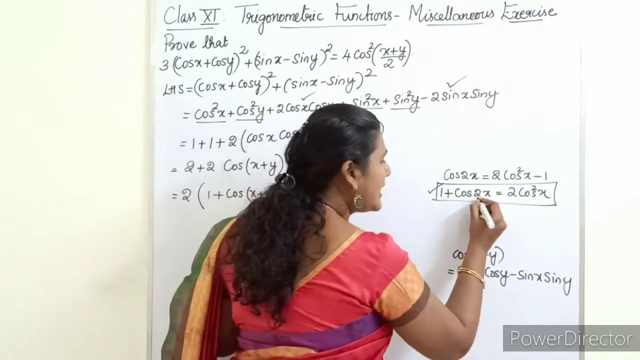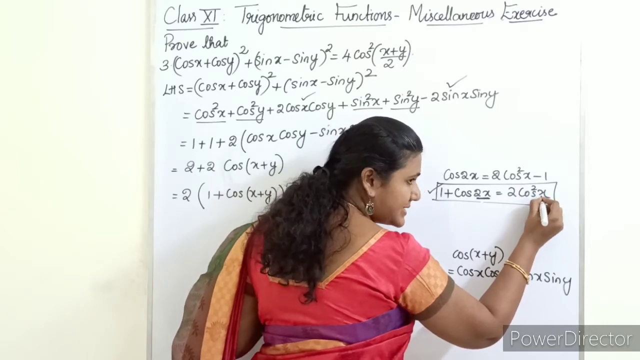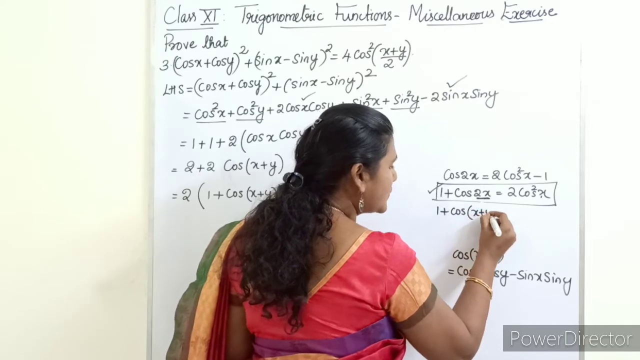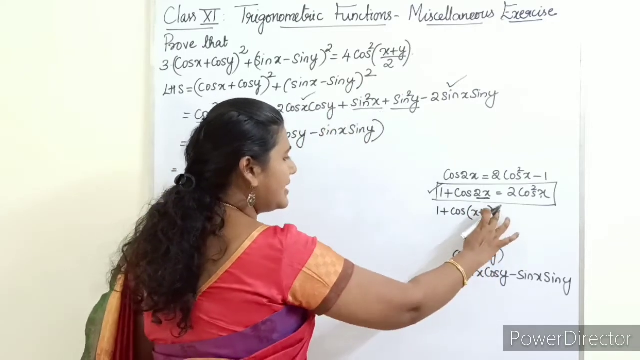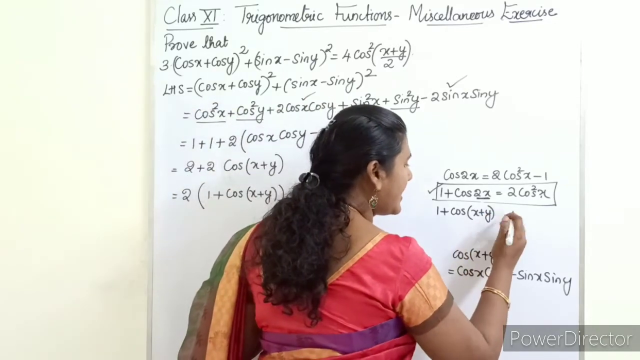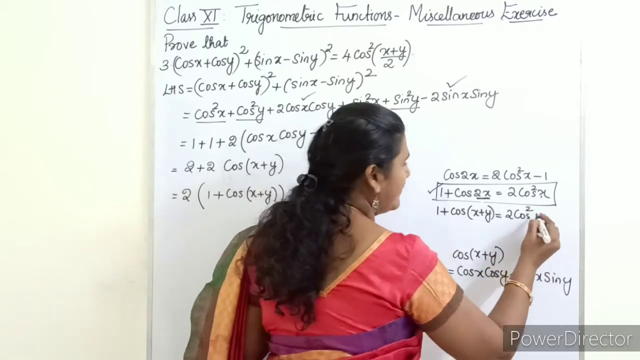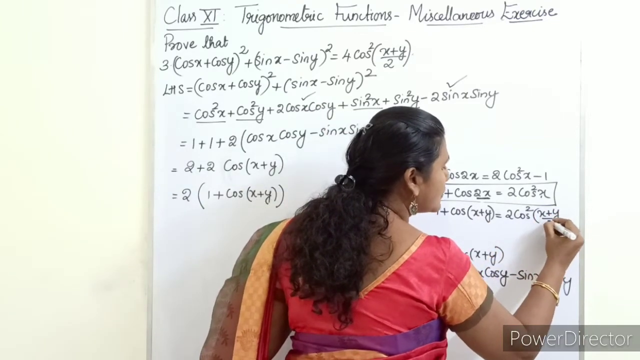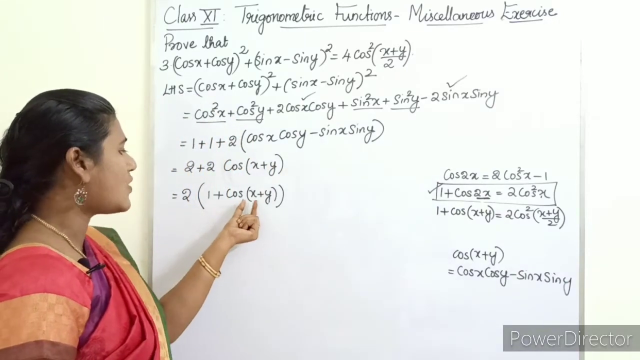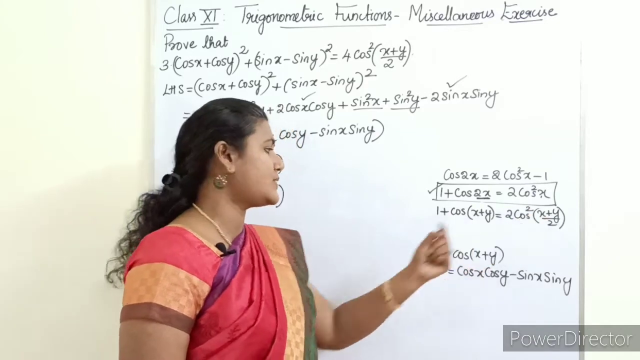So what angle do you have on the left side? It's half of it that you have to write in the answer, that is on the right side. So 1 plus cos(x + y), this is the expression we have here. So the formula for 1 plus cos(x + y) is 2 cos square of this angle's half, that is (x + y)/2. So using this formula, instead of 1 plus cos(x + y), we can write 2 cos square (x + y)/2.